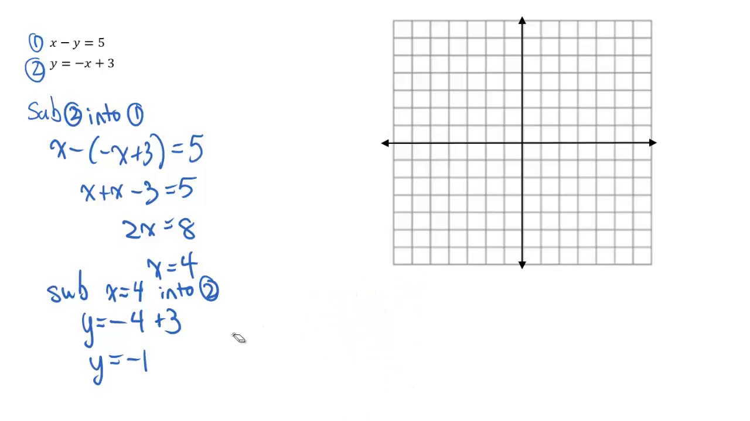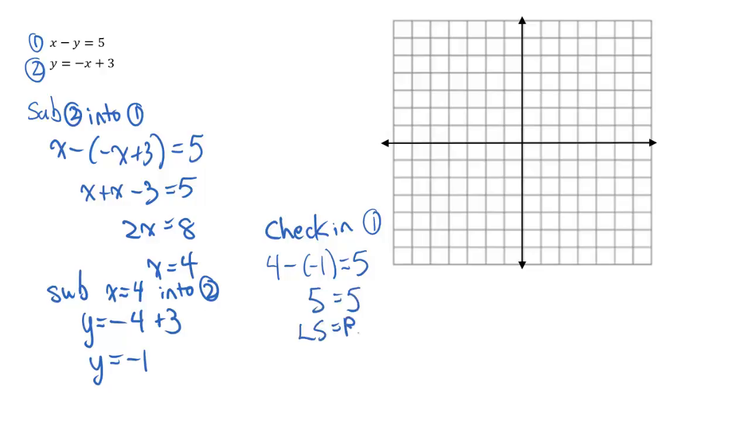Now what I do want to do is a check, and here it's always good form to check in the opposite equation you have just used. So we did 2, let's check in 1. So in 1 we have our x is 4 minus our -1 equals 5, and this gives me 5 on both sides. My left side equals my right side, therefore we're good.